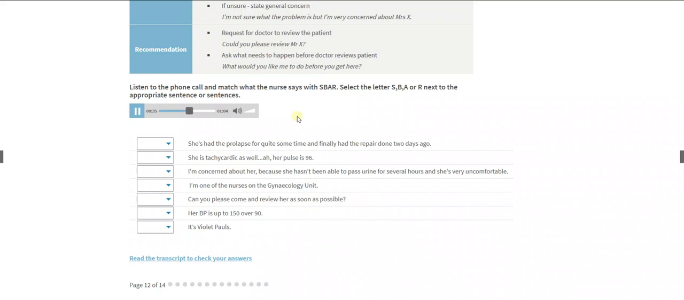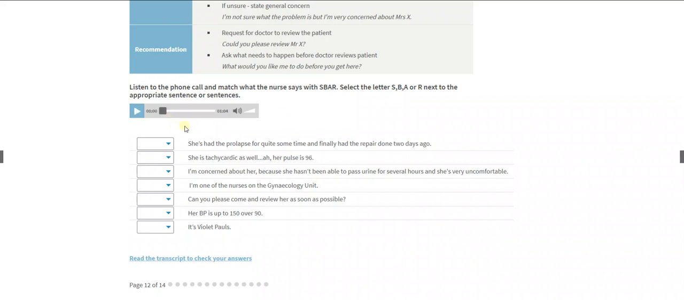Right. When did she last pass any urine? The last time was 5 hours ago. I see. What about her OBS? Her BP is up to 150/90. It's normally much lower as she takes antihypertensive drugs. She's tachycardic as well. Her pulse is 96. And her temperature? It's normal, 37.2. Can you please come and review her as soon as possible? Sure, I'll come up in the next 10 minutes. Thanks, I'll let her know you're on the way.